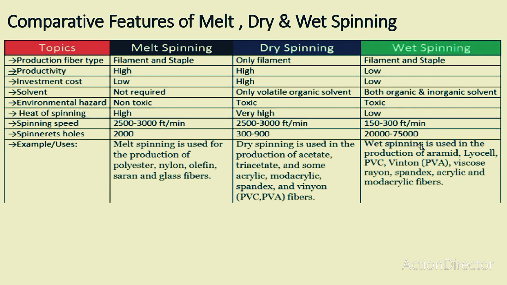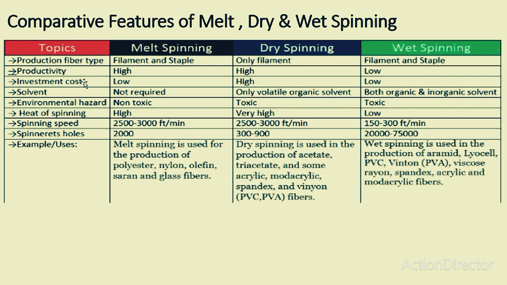Let's start. First, we will discuss the production fiber type. In melt spinning, filament and staples are produced. In dry spinning, only filaments are produced, while in case of wet spinning, filament and staple. So for the production of fiber type, melt spinning and wet spinning are the same because filaments and staples are produced, while in case of dry spinning, only filament production is done.